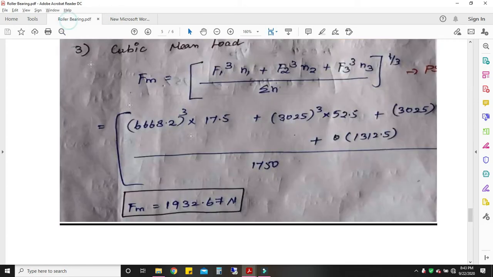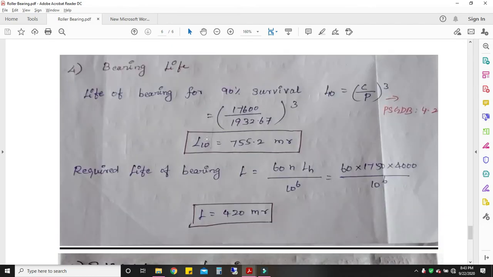Take that formula, Fm equals this formula, and substitute all the equivalent loads. F1 is equal to P1, which means the equivalent load in the first gear, and N1 is the equivalent speed in the first gear. For fourth gear the equivalent load will be 0, so we can neglect this term also. Finally we will get the cubic mean load as 1932.67 Newton.